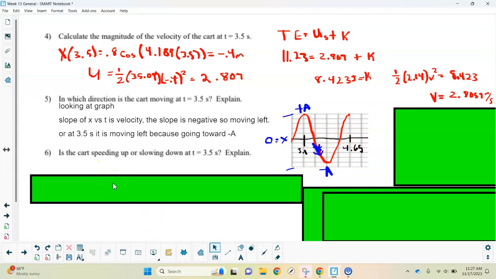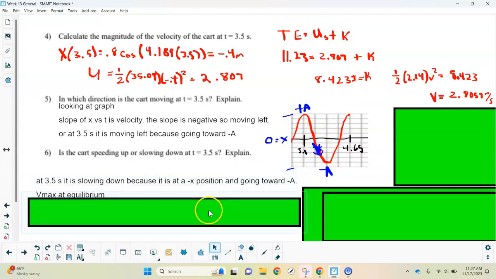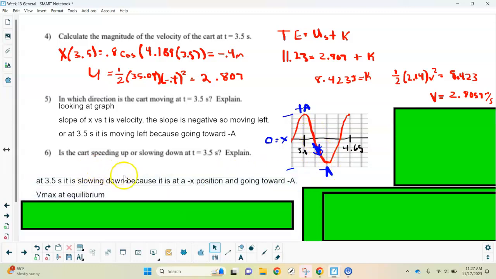Part 6 says, is the cart speeding up or slowing down? And again, you just have to think about, okay, it's moved past the equilibrium point, which is where it would be moving fastest, and it's going towards the maximum extreme compression. So it's going to be slowing down in that time period as it moves that way. So that's what I wrote here. So it's slowing down and it's moving to the left.